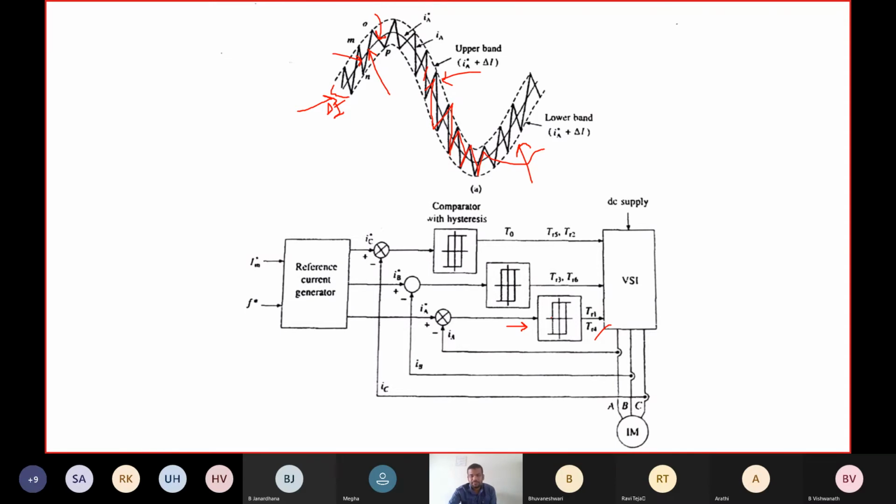This hysteresis band mainly affects the harmonic content. In order to minimize the harmonic content, we have to minimize the hysteresis band, that is, minimize delta I. We have to minimize the hysteresis bands in order to get low harmonic currents. So low harmonic current flow ಮಾಡಬೇಕು ಅಂತಂದ್ರೆ hysteresis bands minimize ಮಾಡಬೇಕು. So that is the concept.